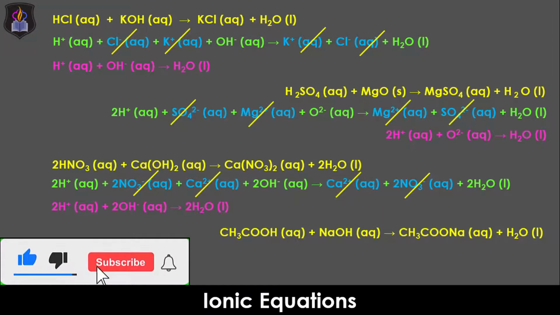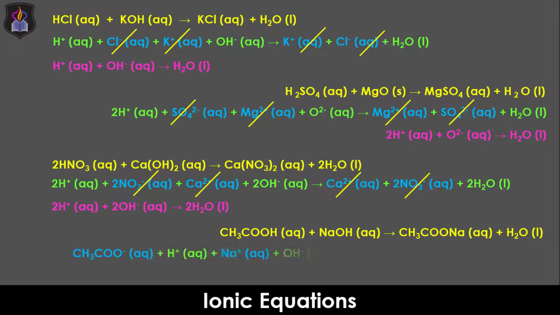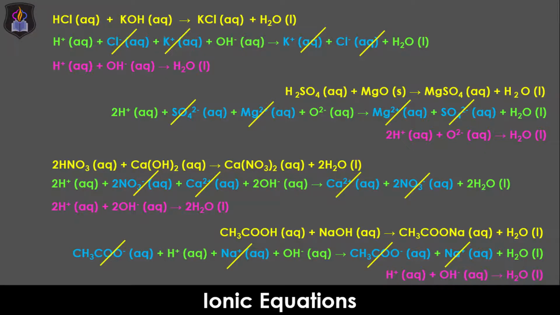Lastly, in the reaction between ethanoic acid and sodium hydroxide, the ethanoic acid, a weak acid, dissociates partially to hydrogen ions and ethanoate ions. The sodium hydroxide, a strong alkali, ionizes completely into sodium and hydroxide ions, and the salt sodium ethanoate exists as sodium and ethanoate ions in solution. The sodium and ethanoate ions are unchanged on both sides of the equation and are struck out, leaving 1 mole of hydrogen ions and 1 mole of hydroxide ions, which combine to form 1 mole of water molecule.